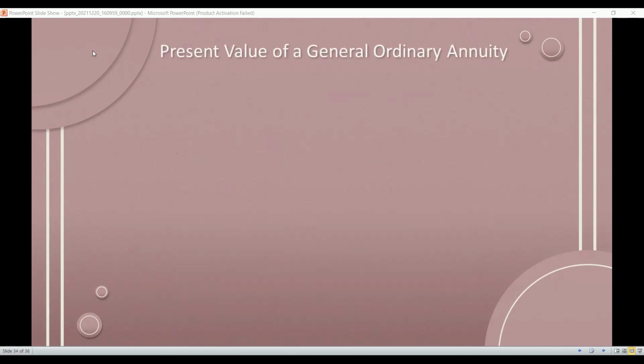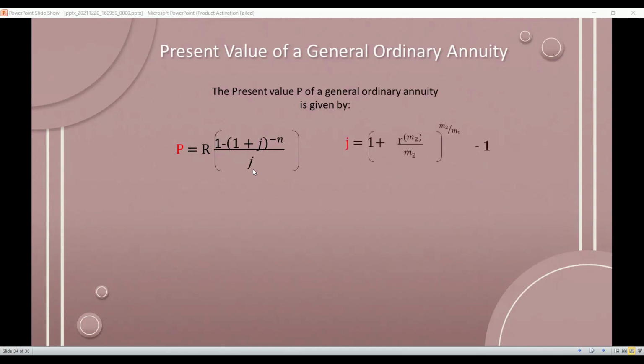Present value of a general ordinary annuity. The present value P of a general ordinary annuity is given by P equals R times quantity 1 minus quantity 1 plus j raised to negative n, all over j. j is equals to 1 plus r over m sub 2 raised to m sub 2 over m sub 1, minus 1. So, yun yung formula.